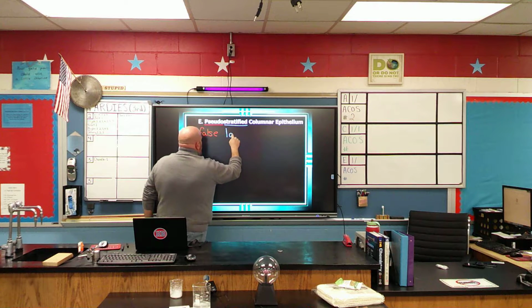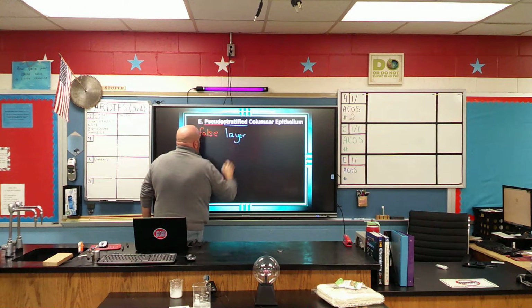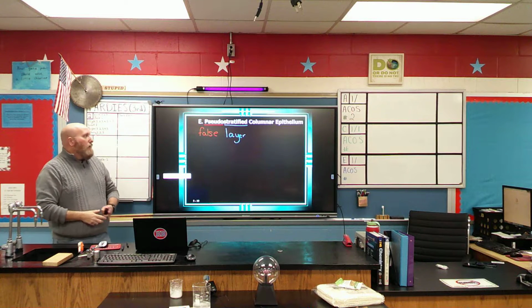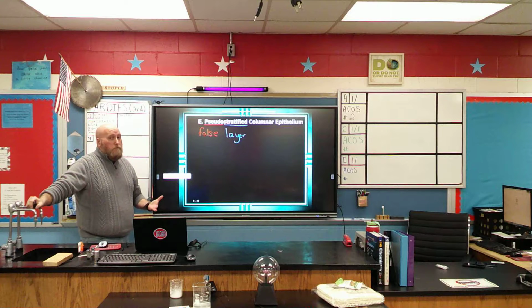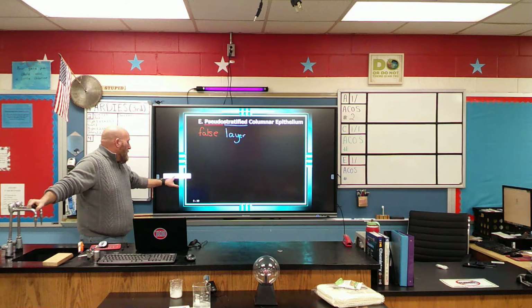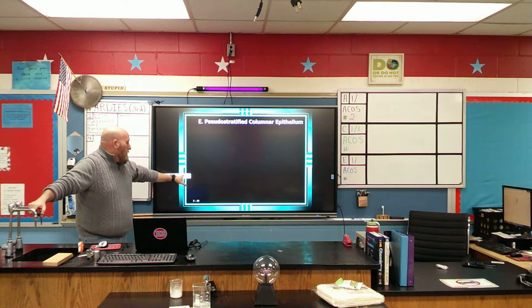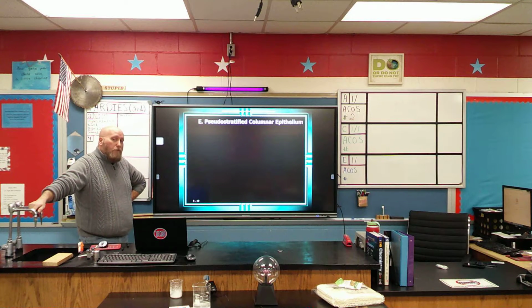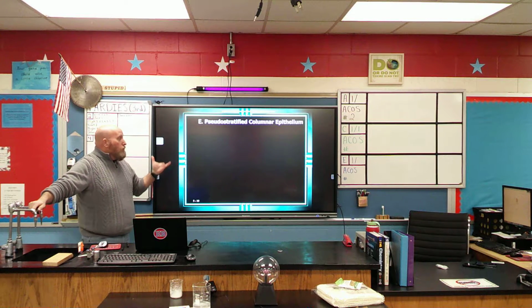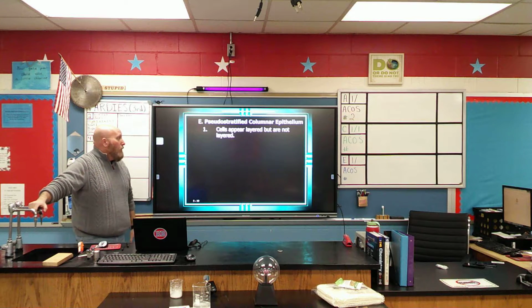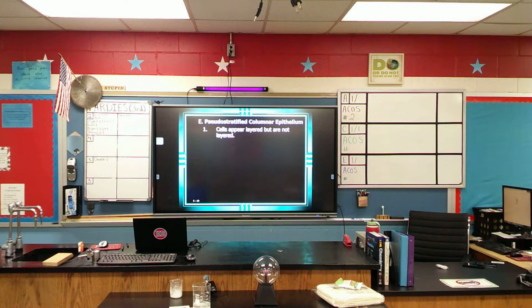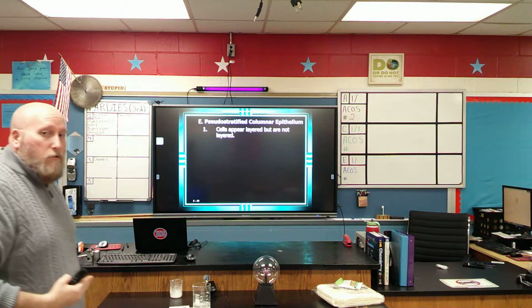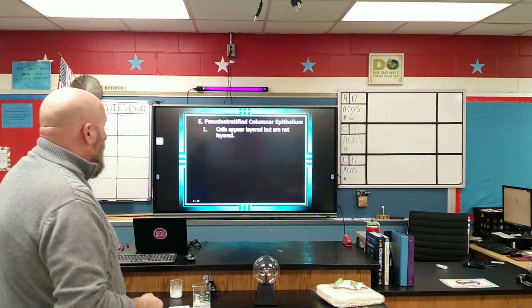Stratified means layered. So pseudo-stratified means false layers. In other words, this is tissue that looks like 2 or 3 layers, but when you actually get down to it, it's actually still only 1. The cells appear layered, but it's actually still 1 layer. Looks like 2 layers, maybe 3, but it's actually still only 1 layer.